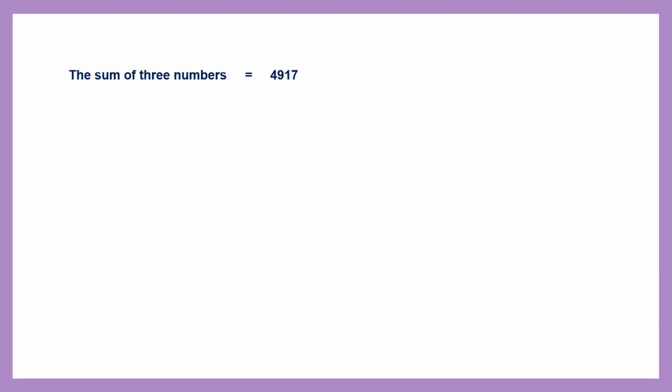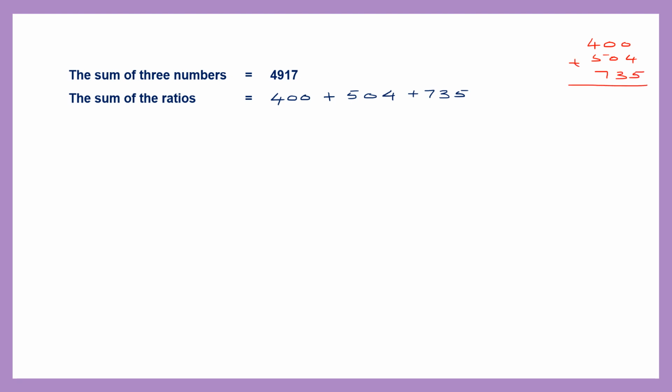Let's continue. The sum of the three numbers is already given to us. The sum of the ratios is what we need to find out. So we're going to add up all the ratios, that is 400 plus 504 plus 735. We're going to add up all these. So let's do that addition here. 400, 504, 735. Plus 4 plus 5 is 9, 3. Here 4 plus 5 is 9 plus 7 is 16, 1639. So the sum of the ratios is 1639.